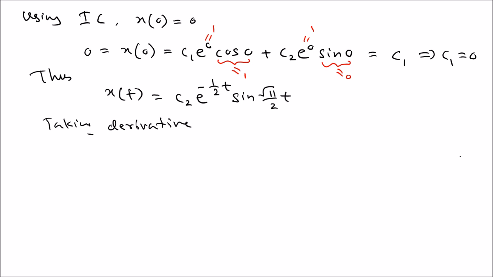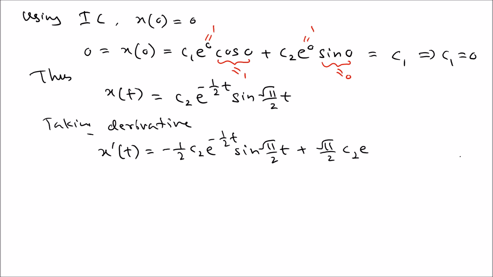So we can use a product rule here. So we have x prime t equal, take the derivative of the first term, so you get negative 1 half c2 e to the negative 1 half t, no change to this term, plus now you take the derivative of the other term, sine, so by the chain rule square root 11 over 2 comes out. You have c2 e to the negative 1 half t, sine becomes cosine square root 11 over 2 t. So that's what you get.